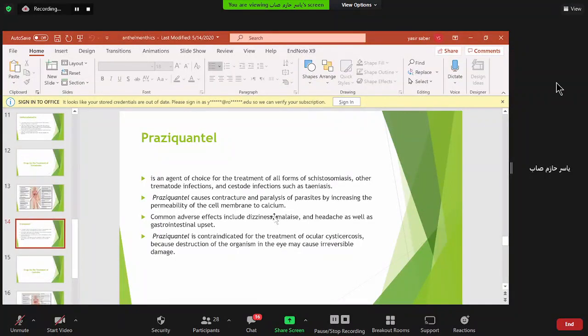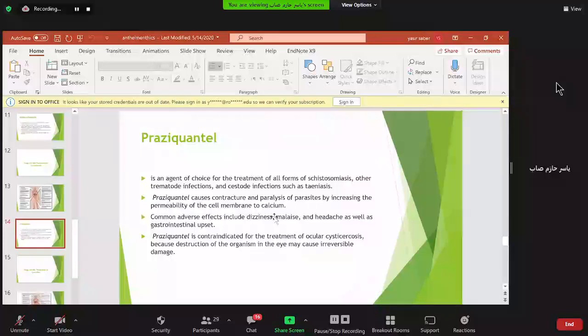Cestode infections such as teniasis. Praziquantel causes contracture and paralysis of parasites by increasing the permeability of the cell membrane to calcium. Once it enhances the calcium entrance, it can cause paralysis to the voluntary muscles of the parasite. The common adverse effects are dizziness, malaise, and headache, as well as gastrointestinal upset.